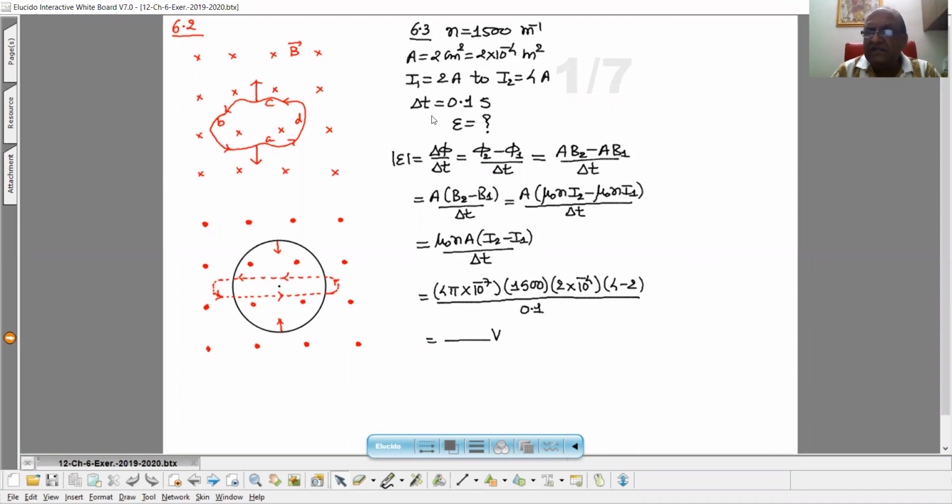Now delta T, the time interval during which it is changing, that is 0.1 second. Now what is the induced EMF that we want to calculate? So induced EMF, that is delta phi by delta T. So that is phi 2 minus phi 1 upon delta T.